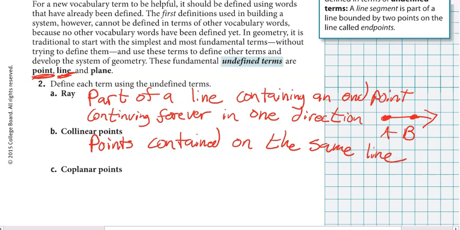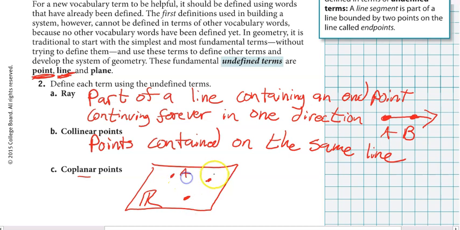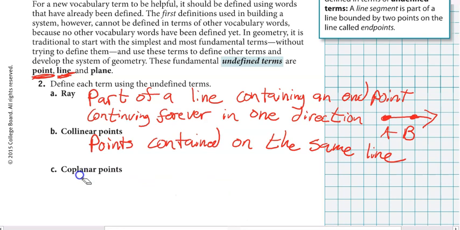And coplanar points, same concept, except instead of being on a line, we could think of them as being on a plane. So let's say we have plane R and a few different points identified somewhere on that plane, we could say they're on the same plane, so they would be coplanar. Notice these 3 points are not collinear because there's not one line you could draw to go through all 3 of them, but they are coplanar. So points contained on the same plane would be the definition we could use to identify using our undefined terms. So points that lay on the same plane.